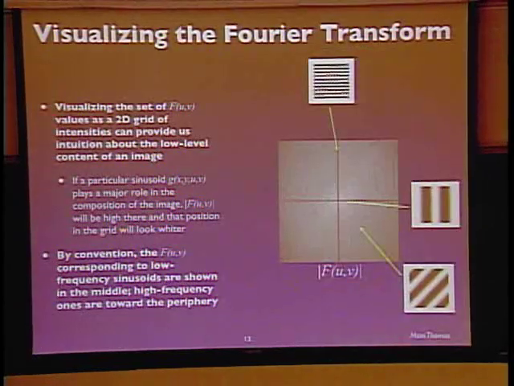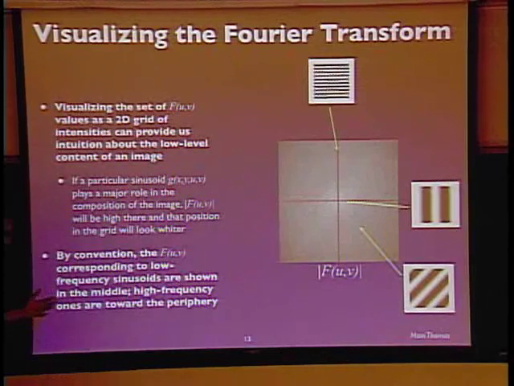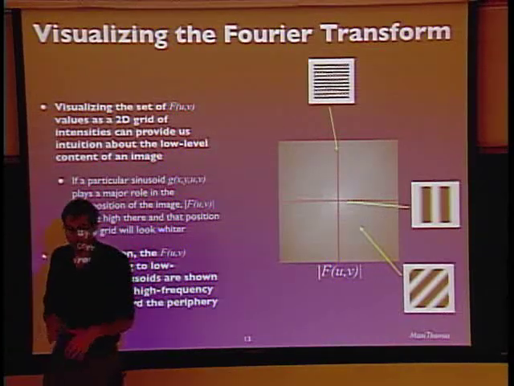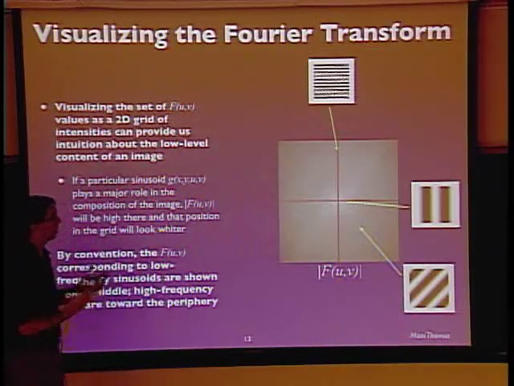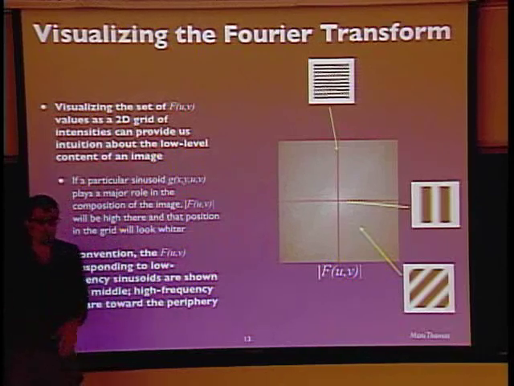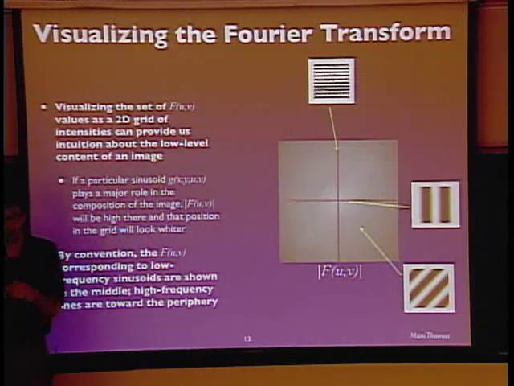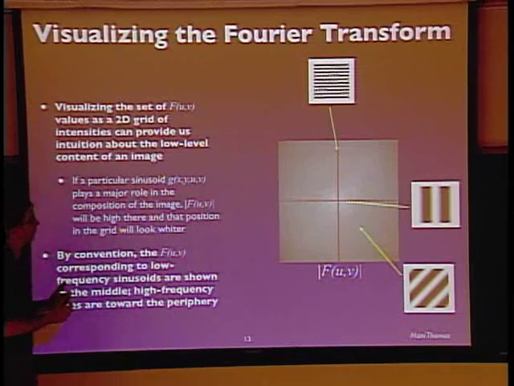And so what you can do, for example, is go into MATLAB, and you can do this in ITK as well, but it's really easy to do in MATLAB. You can take a photograph of anything and do a Fourier transform of it in 2D, and then look at the Fourier transform in this way.